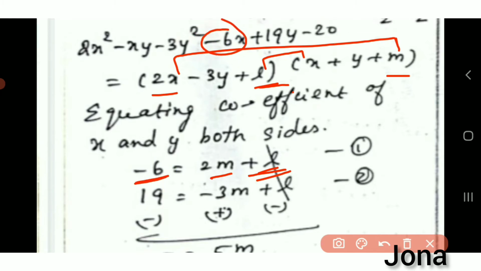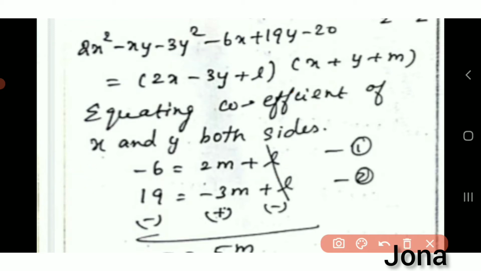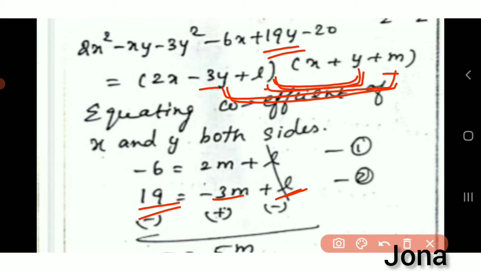Then I want to equate the coefficient of the y term. The y term comes from the second term and the third term. If you multiply these we get the coefficient of y, that means −3 into M, that is −3M, and here L into y, that means simply L. On the left hand side the coefficient of y is 19.